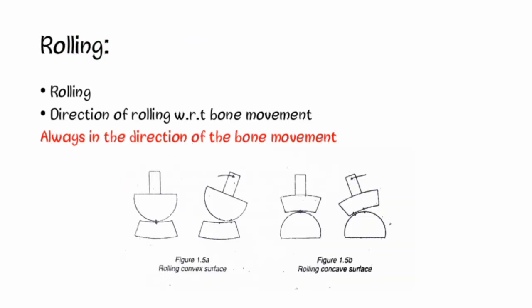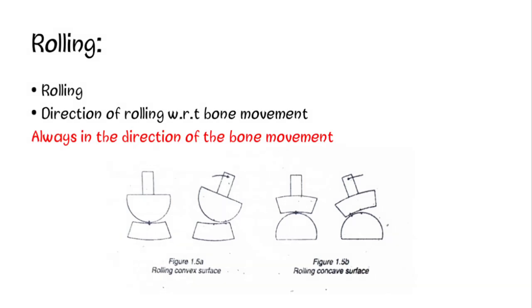Now, what is rolling? Rolling occurs when new equidistant points on one joint surface come in contact with new equidistant points on another joint surface. Rolling is possible between two incongruent curved surfaces, that is, surfaces of unequal radii of curvature. As shown in the diagram below, a convex surface can roll on a concave surface or vice versa. The direction of the rolling component of the joint roll gliding is always in the direction of the bone movement.